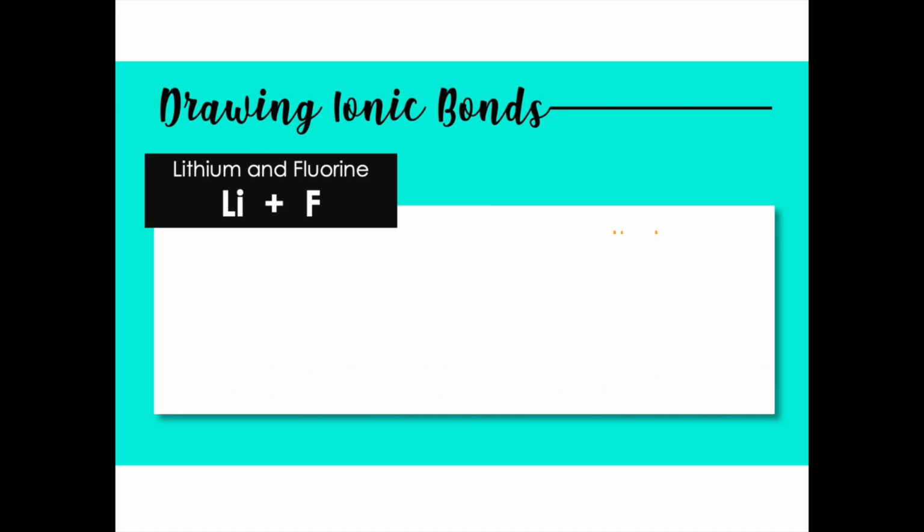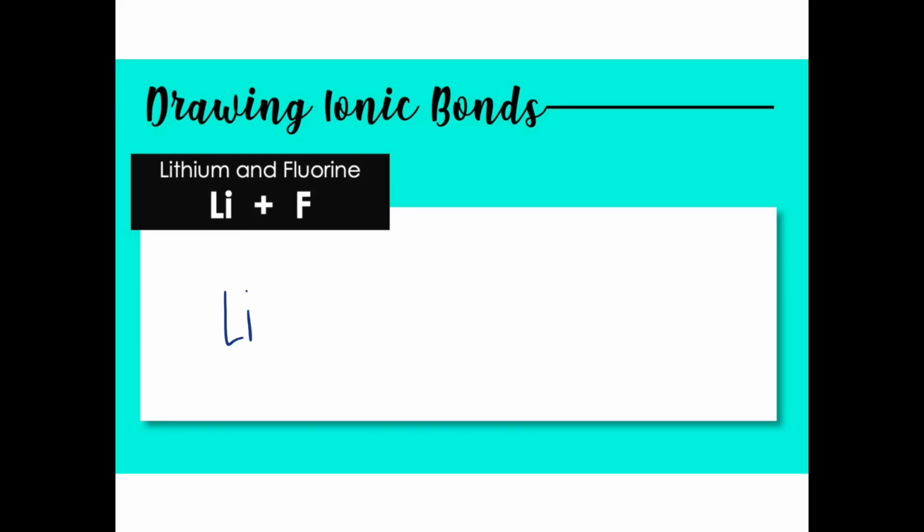This is an example between lithium and fluorine. You'll write out the symbols, and then you look at the valence electrons and make the electron dot diagrams. So lithium is in group 1, it has 1 valence electron. Fluorine is in 17, so it has 7. Then you will show the transfer of the electron, and so fluorine needs 1, lithium has 1 to give, so it works out perfectly.